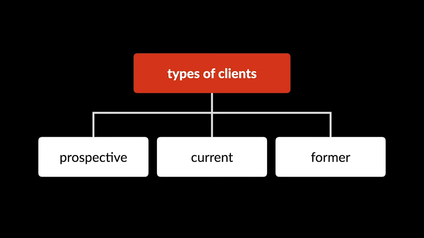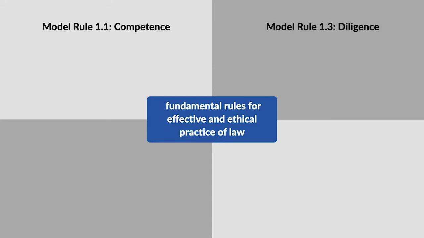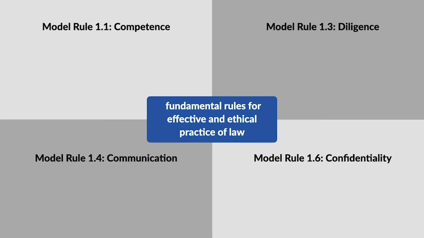Now, we're talking about legal ethics, so before we get to the actual numbers of the conflict rules, let me just lay out, to begin with, the fundamental rules for effective practice of law, effective and ethical. I usually point out are 1.1, and I'll be using the model rules here, which is competence, 1.3, which is diligence, and 1.4, which is communication, and 1.6, which is confidentiality.